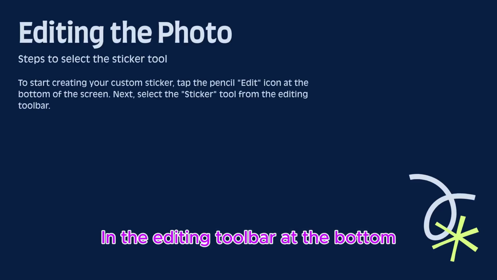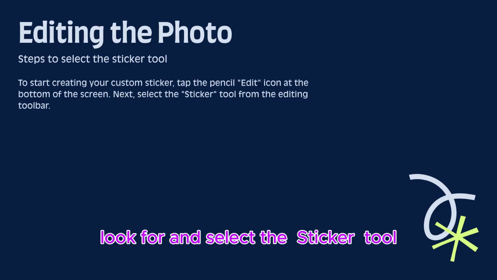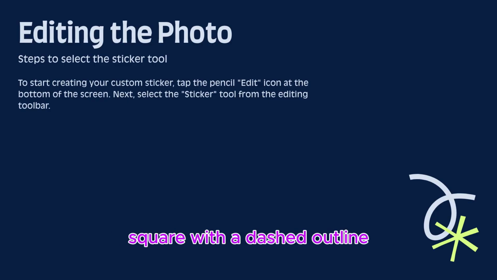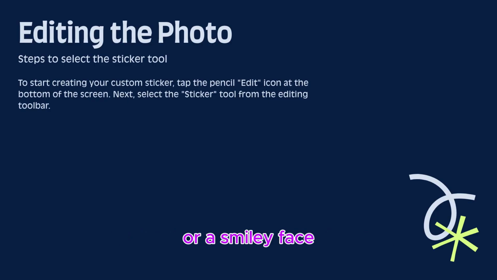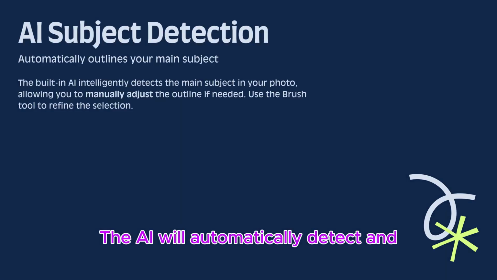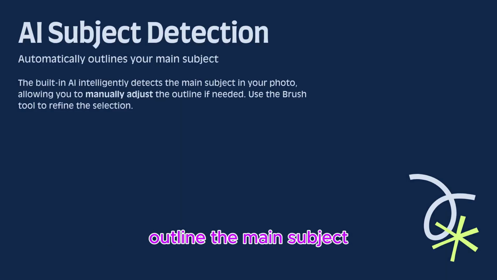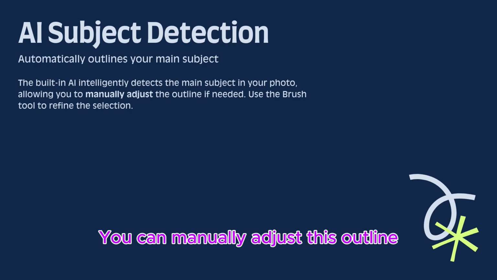In the editing toolbar at the bottom, look for and select the sticker tool, which may look like a square with a dashed outline or a smiley face. The AI will automatically detect and outline the main subject. You can manually adjust this outline.